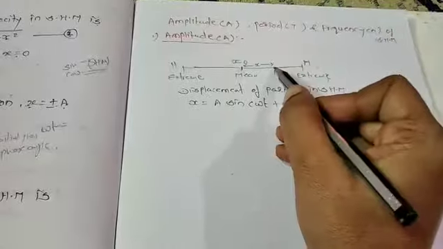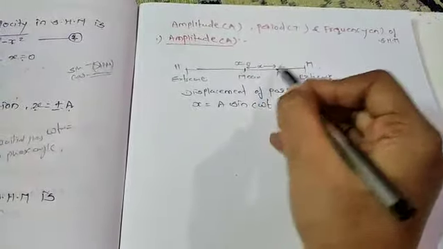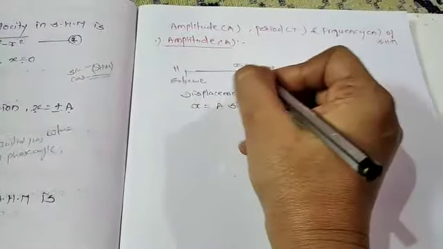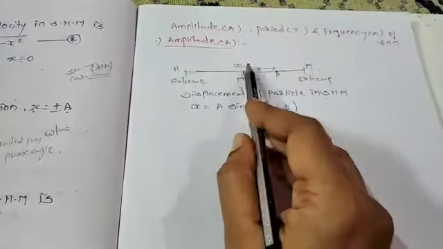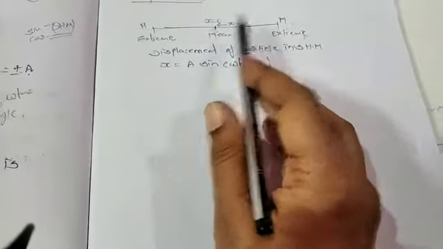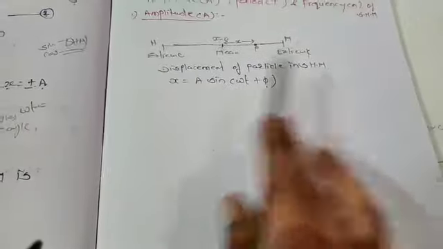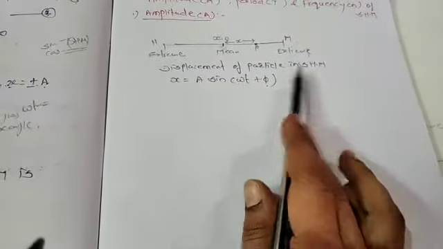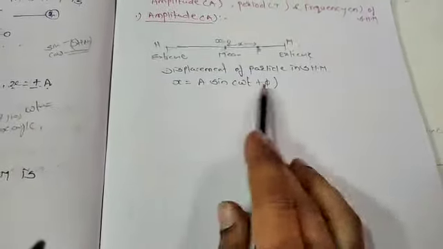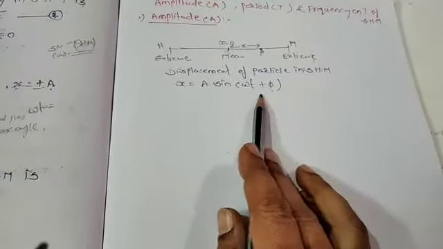Let P be the displacement of the particle from the mean position. Let X be the displacement. At the mean position we take X equal to 0, that is, the displacement at the mean position is 0. And at point P the displacement is, let it be X. Now we know in SHM the displacement of the particle is given as X equals A sin of omega t plus phi.